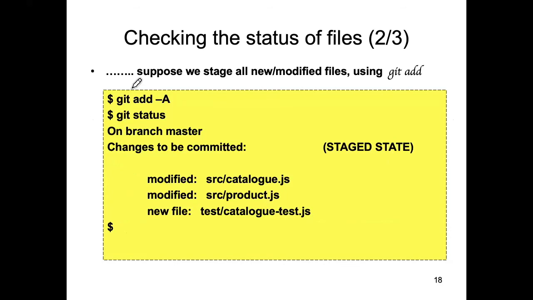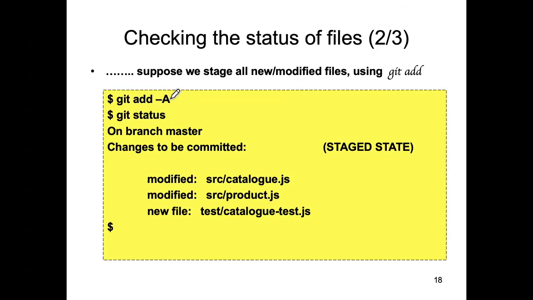Let's suppose the next thing I do is submit this command here. This is our infamous staging command. So I do git add -a. The -a essentially means stage everything. By everything, I mean everything that has been modified or every new file that has been created. That's what the -a means.